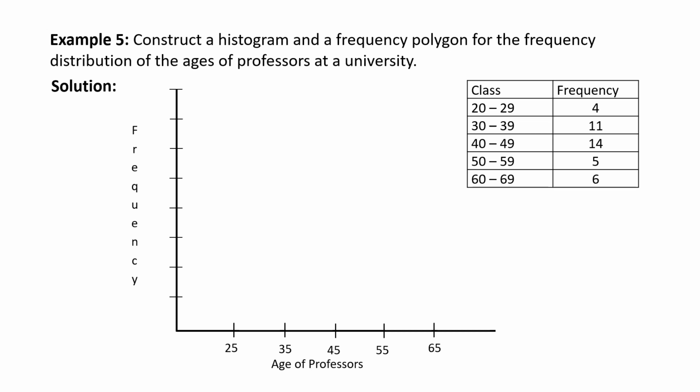Now, to determine what you want to use for the frequency numbers, we know that we've got to go from 0 to at least 14. I'll make those scaled to 2 units. So I'll have a 2, 4, 6, 8, 10, 12, and 14.